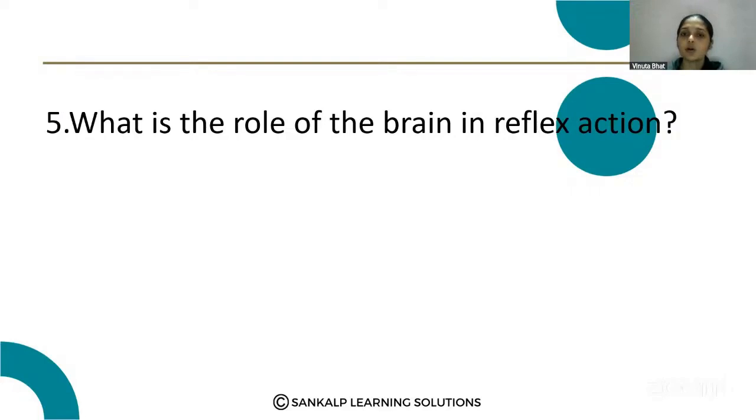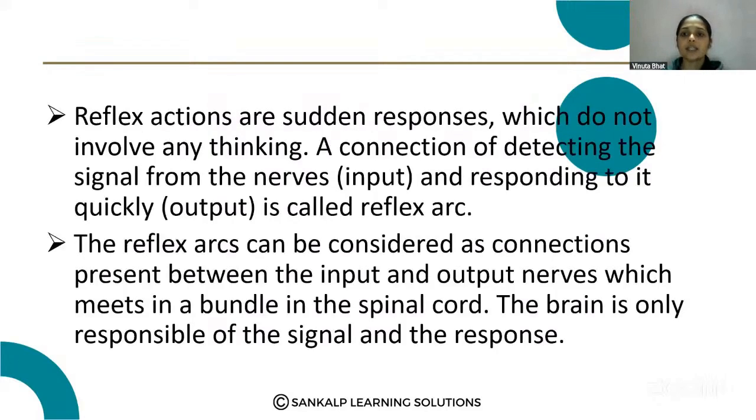What is the role of the brain in reflex action? Here, the brain is not directly involved in this process. Mainly the spinal cord is involved in this. The brain is only responsible for the signal and the response. So directly the brain is not involved in this process.